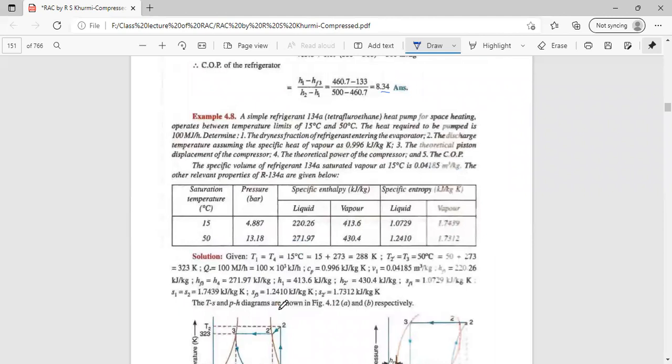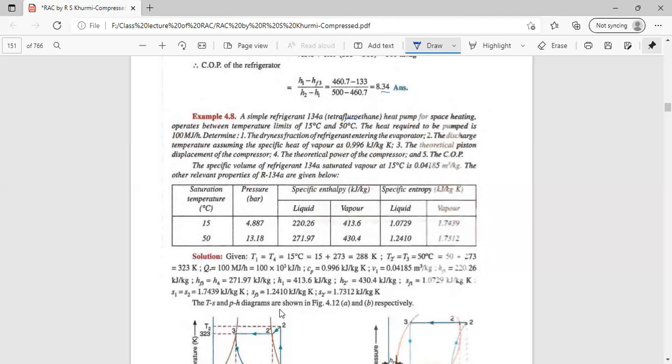Now, what is given here? A simple refrigerant R134A tetrafluoroethylene heat pump for space heating. Well, here, what do you mean by space heating? So far, we have been going through space cooling, the inside of some room, which is being cooled to a certain temperature lower than the room temperature itself. Now, here it is being used for space heating.